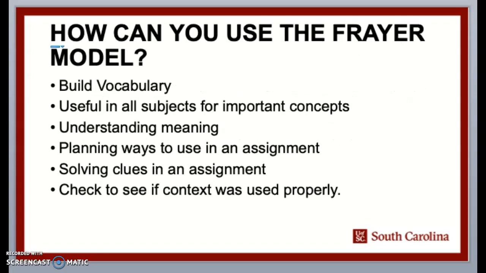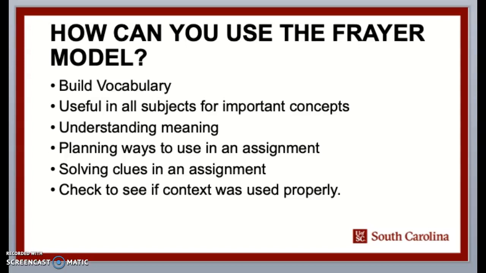So, how can you actually use the Frayer model? What can you do? How can it be used for instruction in your content? Well, first off, it can be used to build vocabulary. This is very important, especially with reading and literacy, knowing the vocabulary words and what they mean.